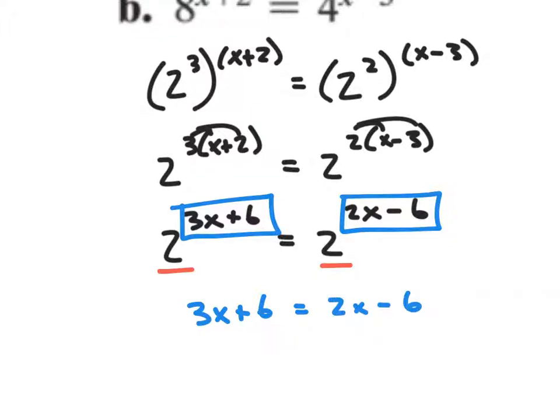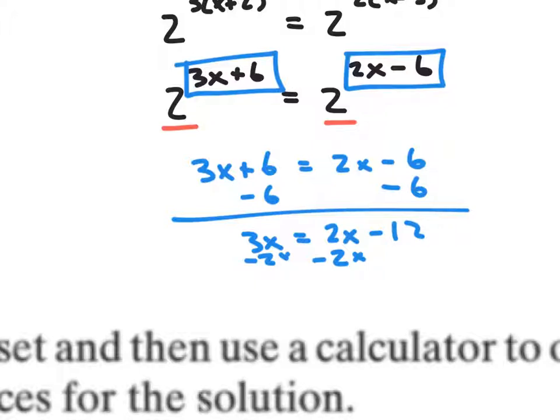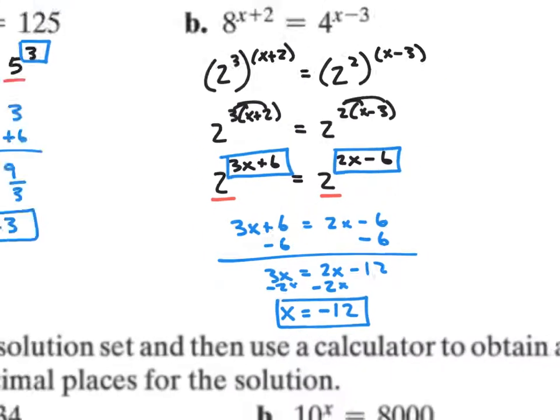Now from here, I'm going to subtract 6 from both sides, and so I get 3x is equal to 2x minus 12. I'm going to subtract 2x from both sides. And so here I get that x is going to equal negative 12, and that's my answer. And so that's how you do those.